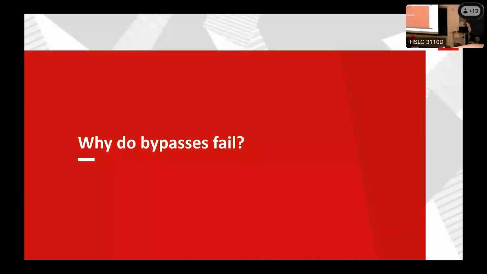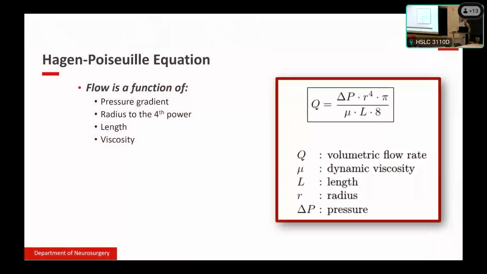All right, so now to touch on some of the research that I did when I was a fellow. And that is this question of why bypasses fail. So this equation is something that all of you are most likely familiar with at this point, but it talks about flow. And this equation allows you to see the relationship of flow to the radius to the fourth power, length, viscosity, and this pressure gradient.